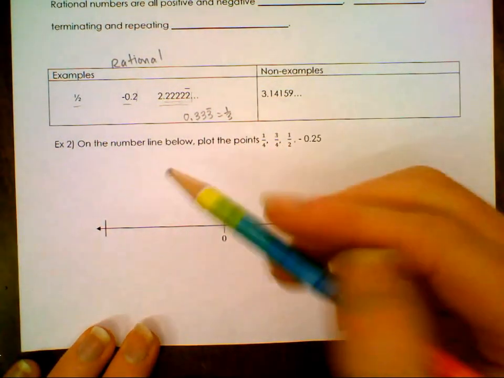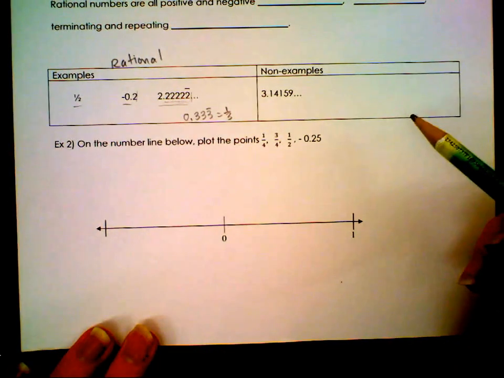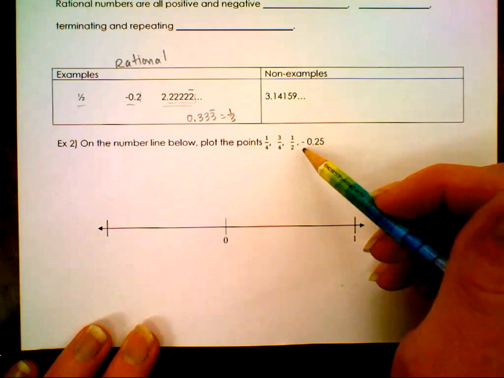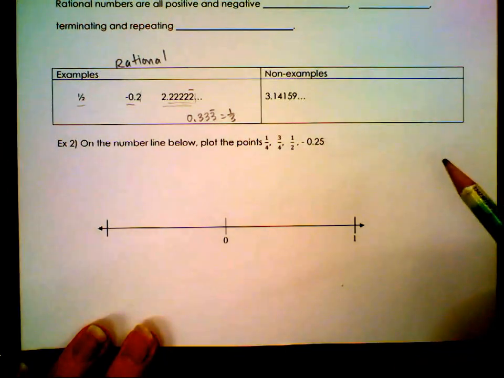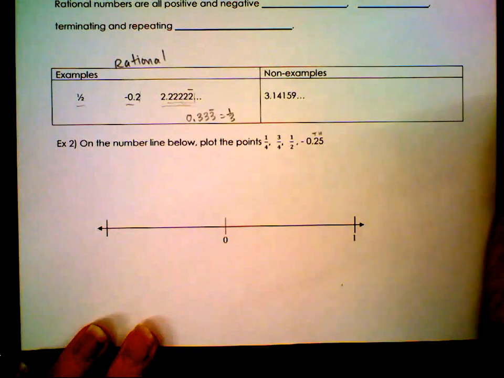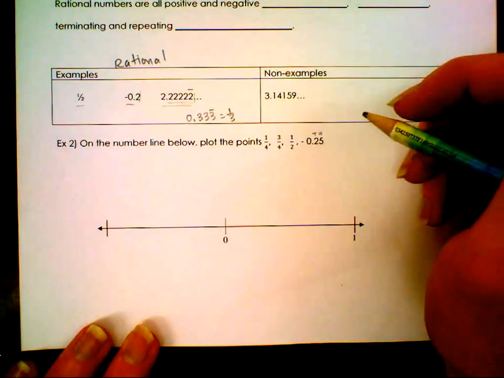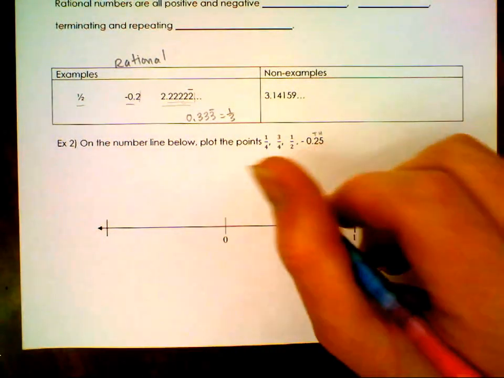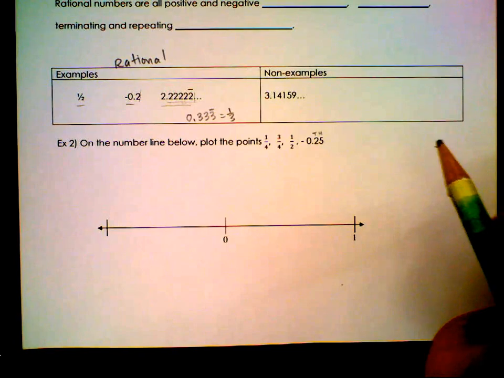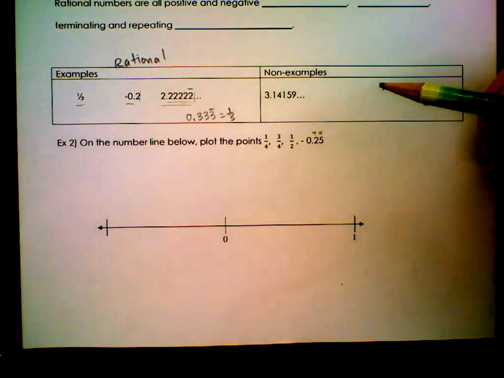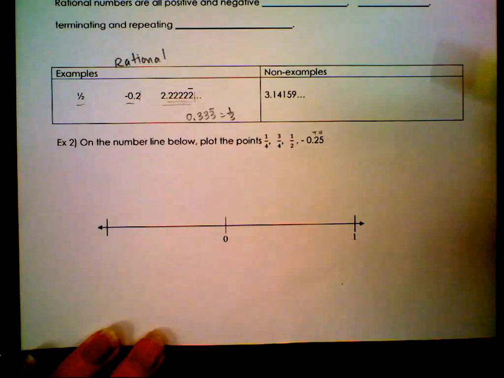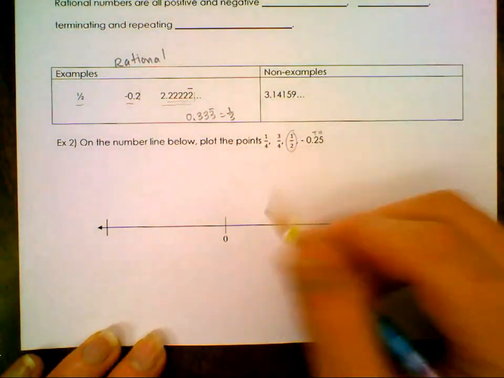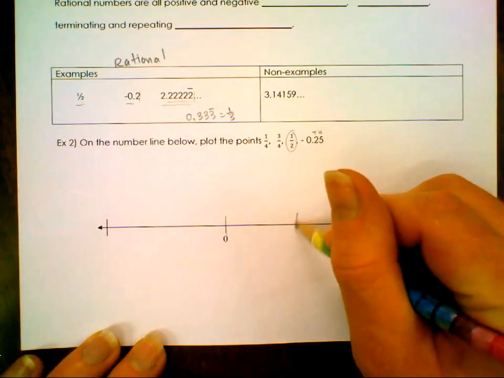Now on the number line below, plot the points 1/4, 3/4, 1/2, and it says negative 25 hundredths. There's tenths and hundredths. So this is going to require a little bit more work than what we were used to, because not only do I need to identify where these fractions go, I also need to identify where this decimal goes. Now, I'm looking at this, and I know the easiest thing to do first is going to be to place the half, because if I divide this whole into half, then this right here is my 1/2 mark.